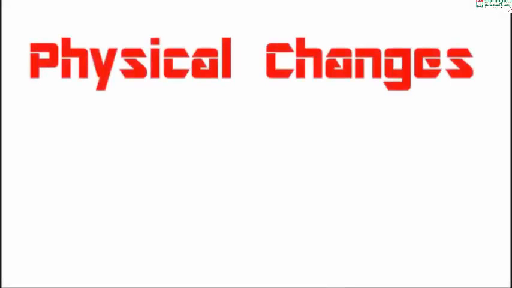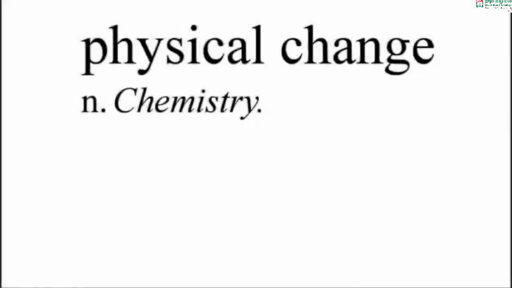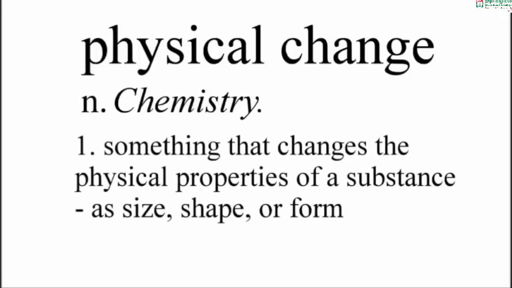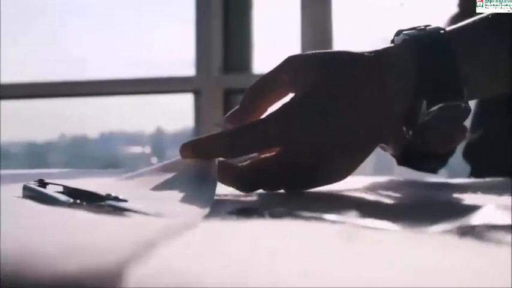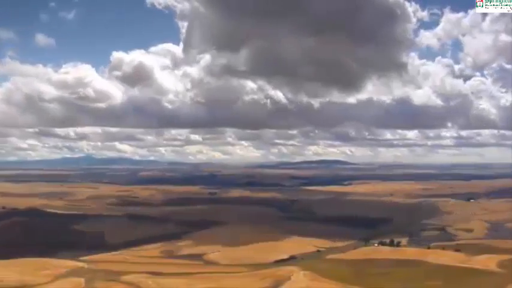Most changes are divided into two categories: physical changes and chemical changes. A physical change is something that changes the physical properties of an object or substance, like size, shape, or form. Cutting a piece of cloth is an example of a physical change. Even though the cloth changes shape and size when it is cut, it does not create a new substance. It's still cloth. Ice melts and becomes water, and water evaporates to become steam. But no matter its form, the water is still water.